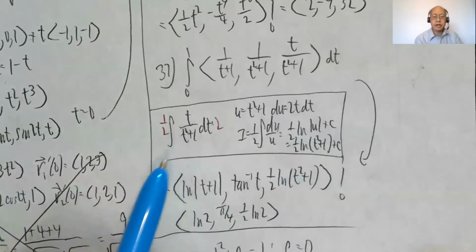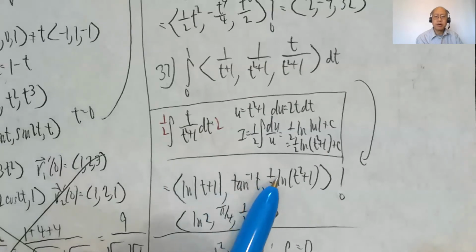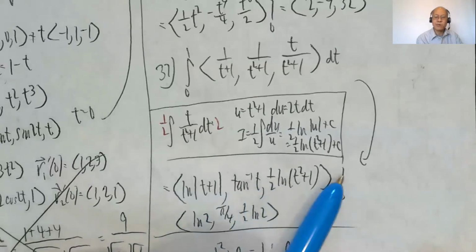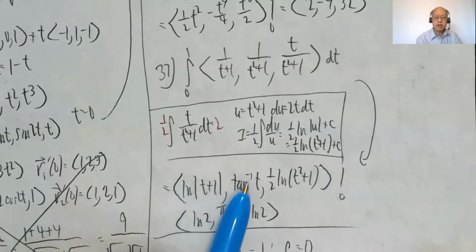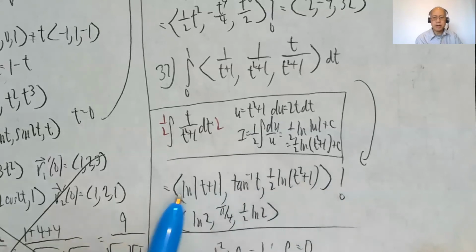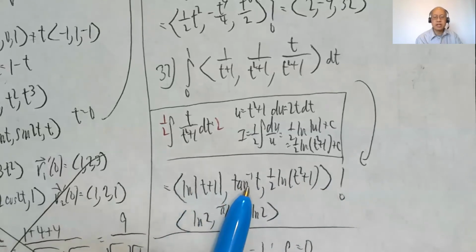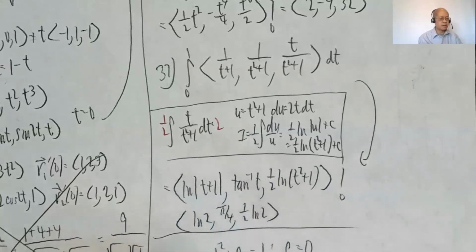All right, so my integral becomes ln absolute value of t plus 1, inverse tangent of t, 1/2 ln of t squared plus 1. And let's see, when you plug in 0, that's 0. Inverse tangent of 0 is 0, and ln of 1 is 0. So I just plug in 1: ln 2. Inverse tangent of 1 is pi over 4. And let's see, plug in 1 here, you have 1/2 ln 2.